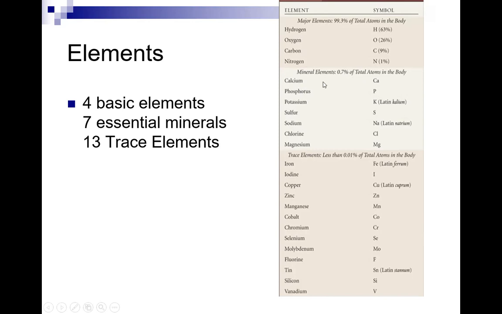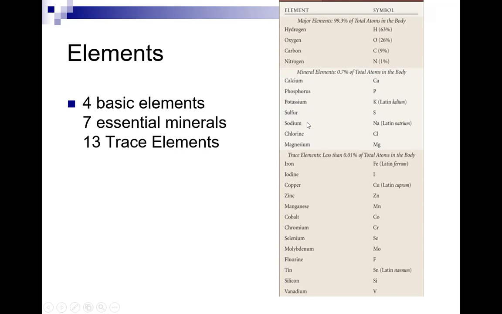A lot of these, some of them we may have mentioned a little bit in anatomy, but we're going to talk about how important potassium and chlorine and sodium are as far as when we're looking at nerve conduction and muscle contraction. Calcium is really important in muscle contraction, making up bones, things like that.